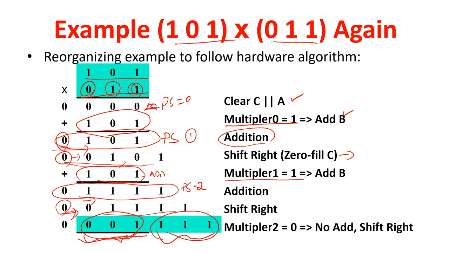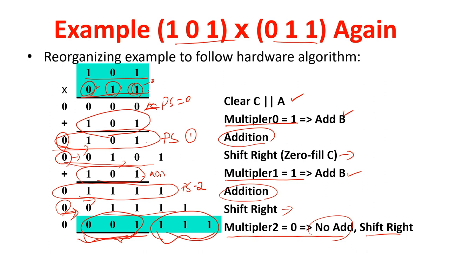If the multiplier's next bit, this is the 0th bit, this is the 1 bit, then this is the second bit, is 1, then we do the addition and then shift. Because the third bit is 0, we do not require an addition, so we put no addition, but we still require a right shift. So for every bit we require shifting.